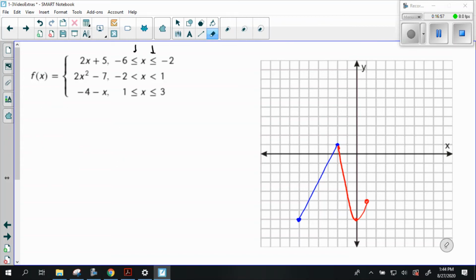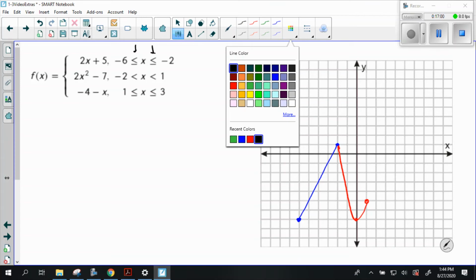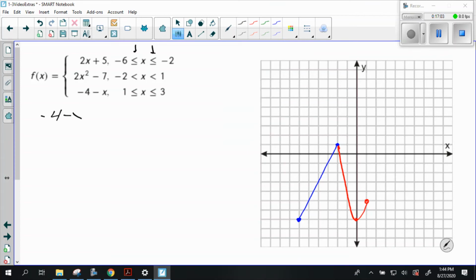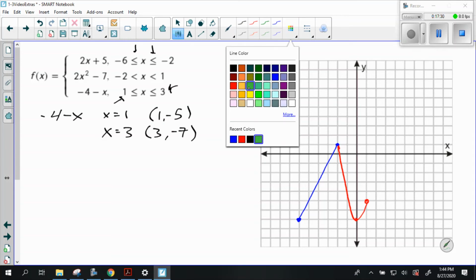All right, -4 minus x. Let's look at this piece. When x is 1, in other words, we've got the point 1, -5. And when x is 3, and I'm looking at these values, that's how I'm picking what I'm going to plug in. When x is 3, y is -7. All right, so let's go ahead and graph these points in green. So when x is 1, y is -5, my bad.